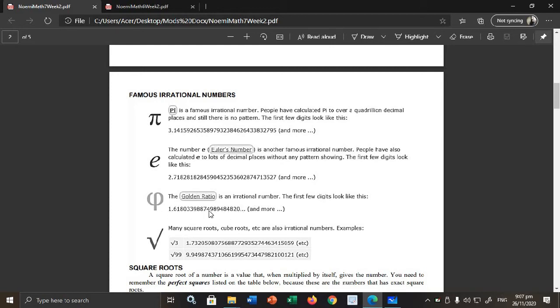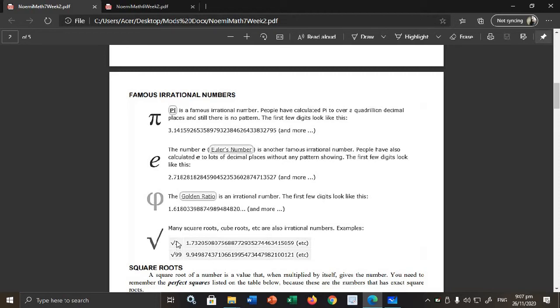Non-terminating, non-repeating, therefore, this is considered as irrational. And then we also have the square roots of different numbers, no? That can be considered as irrational. So, I give here two examples. The first one is the square root of 3.